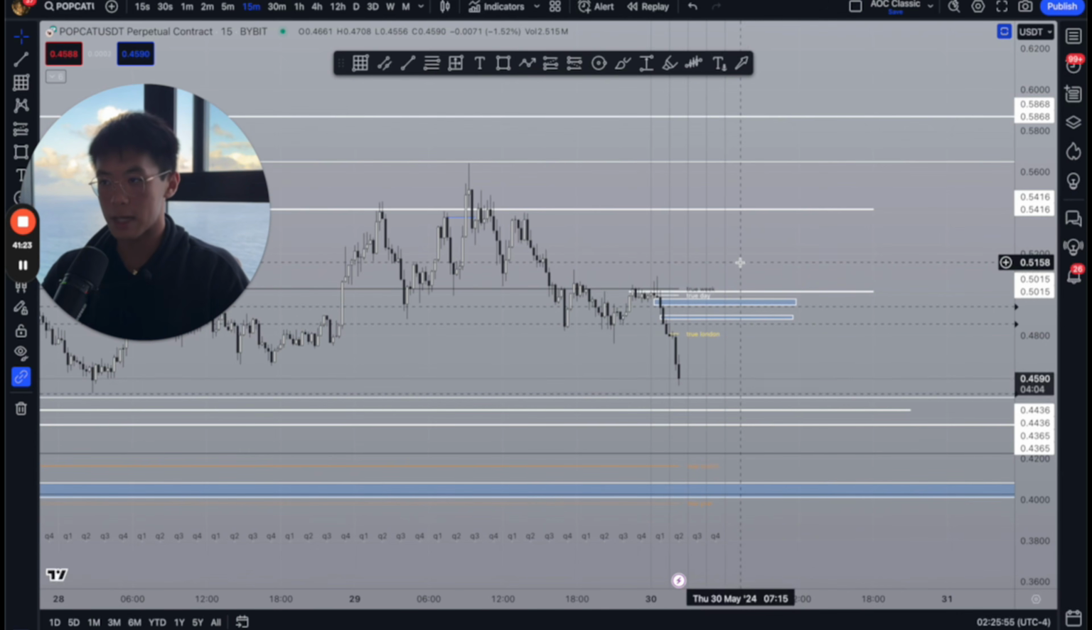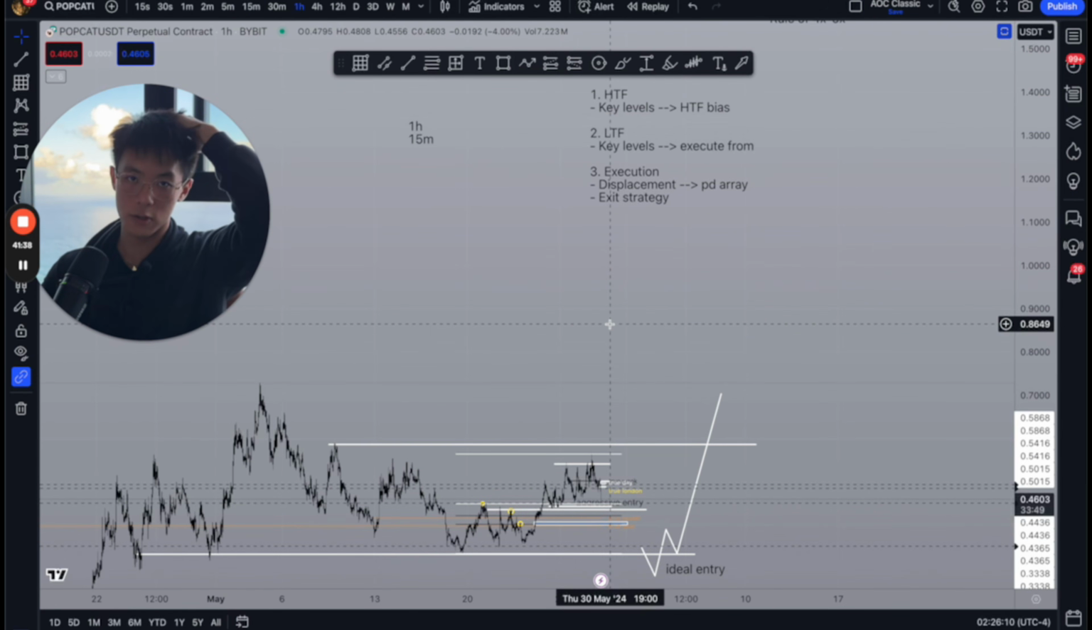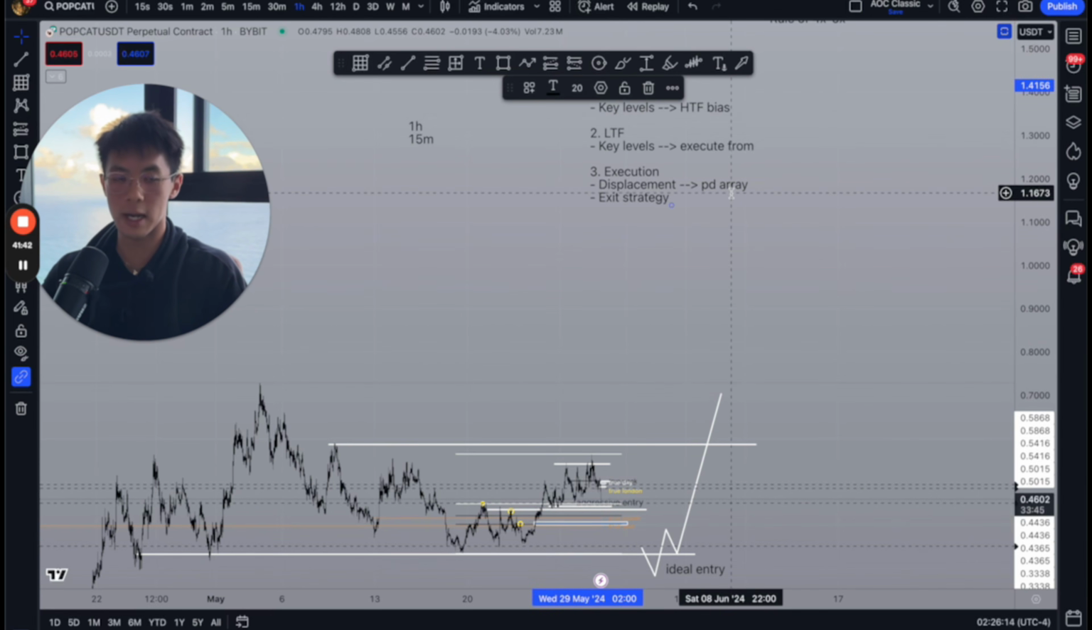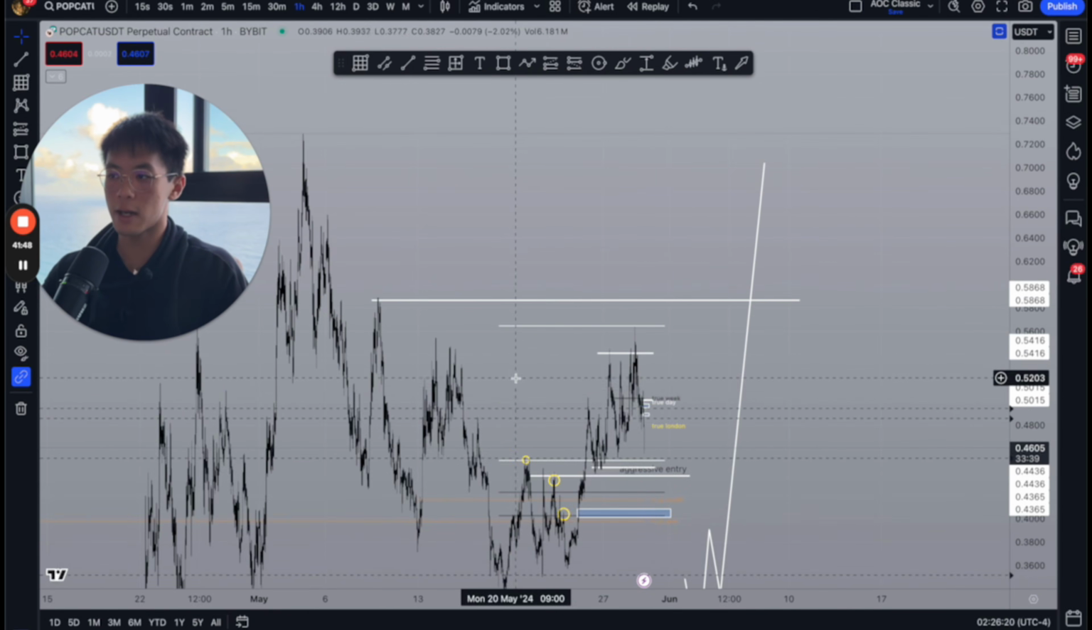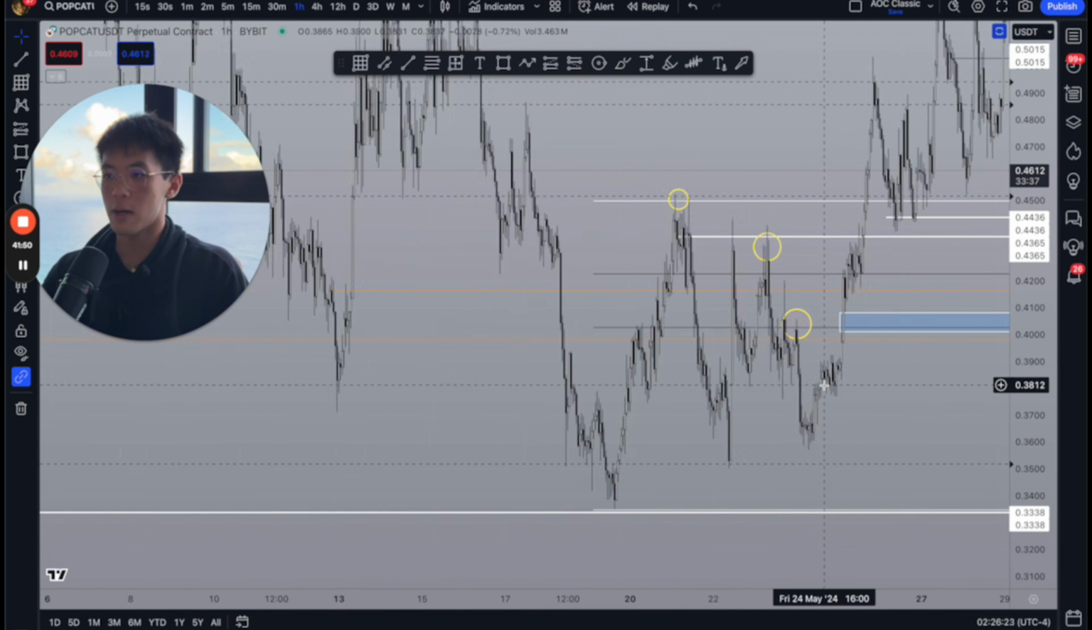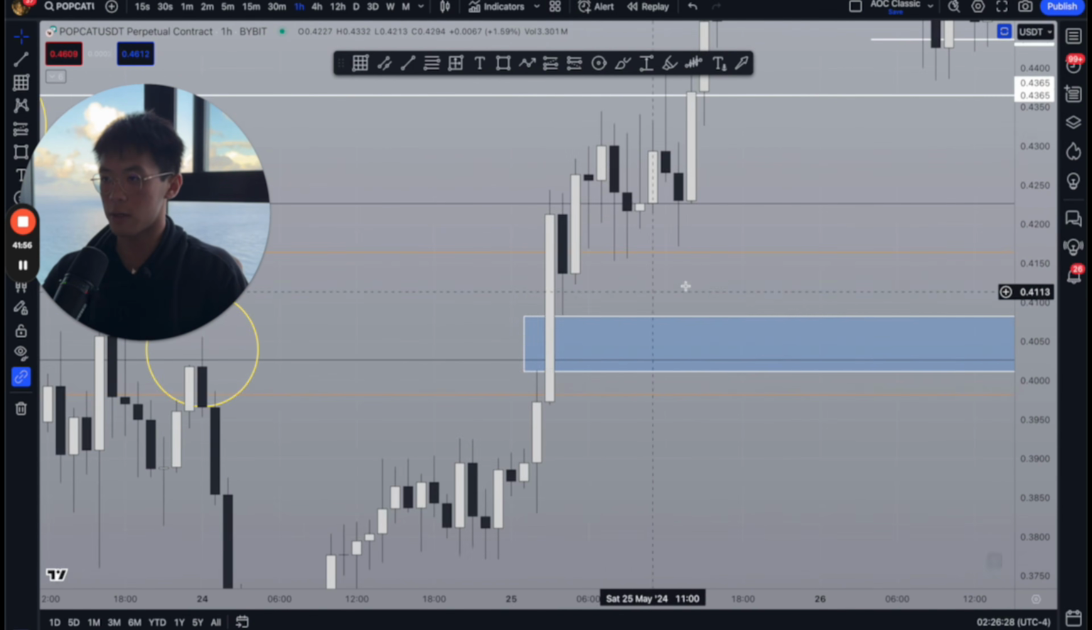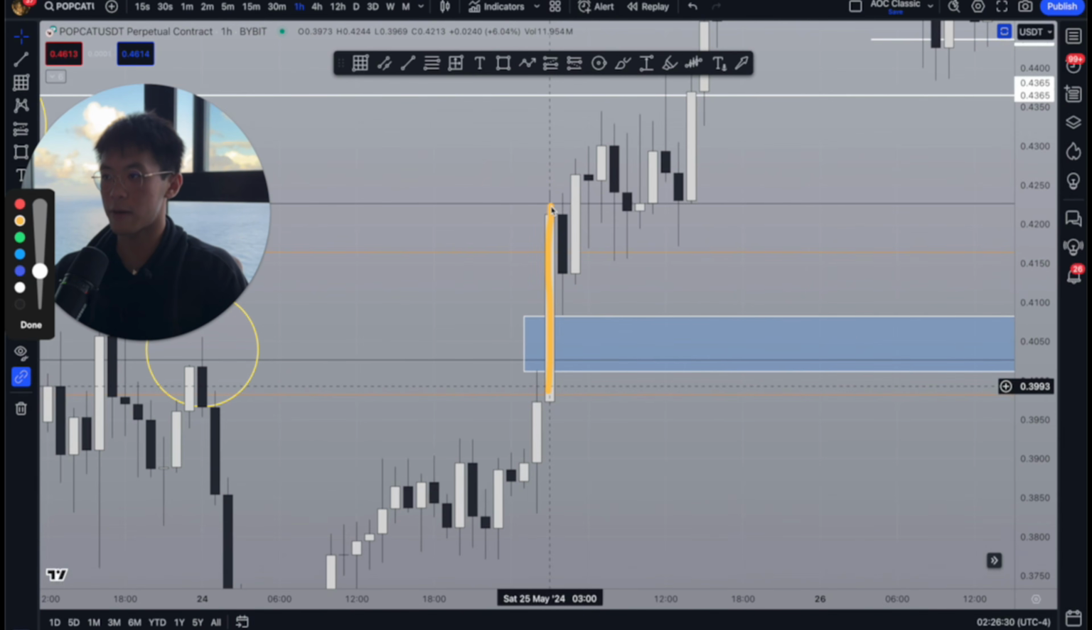So now that we have our executional levels, it's time to move on to step 3, which basically just involves looking for some kind of displacement to happen on the 15-minute chart and a retracement into some kind of PD array. And a PD array, by the way, just means a fair value gap, which essentially on the chart, you just want to look for a very explosive candle and then the wick, there's a gap between the wicks, right? Notice how there's zero price action in between these levels. So that is known as a fair value gap.